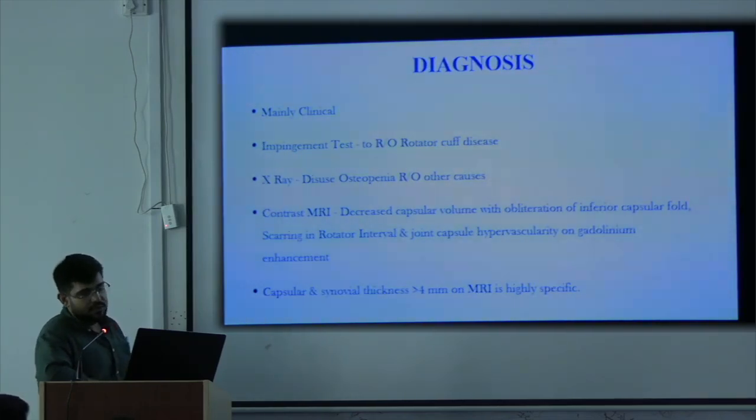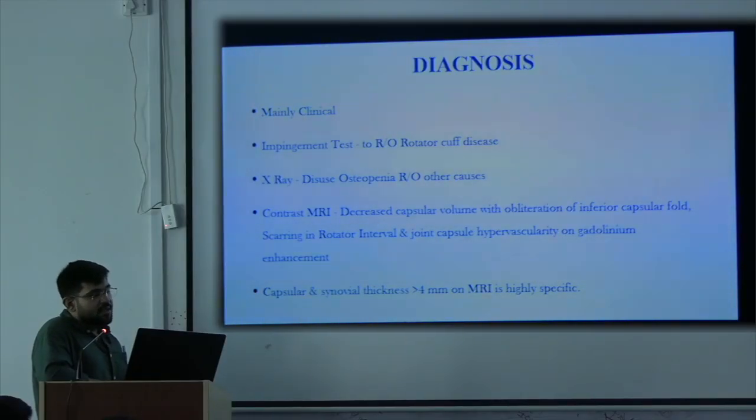Then how will we diagnose frozen shoulder disease? It is mainly a clinical diagnosis. But we can do other tests as well, like an impingement test to rule out rotator cuff disease. We can do an X-ray to look for osteopenia and rule out other causes. Then we can do a contrast MRI.